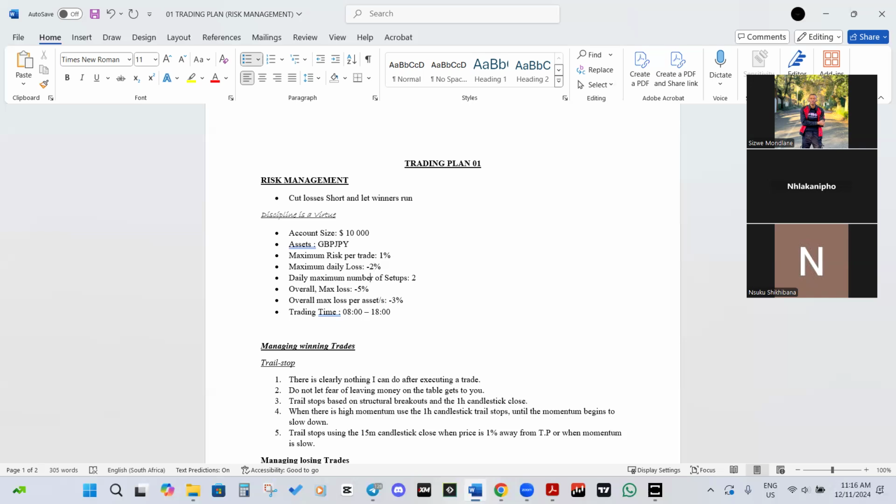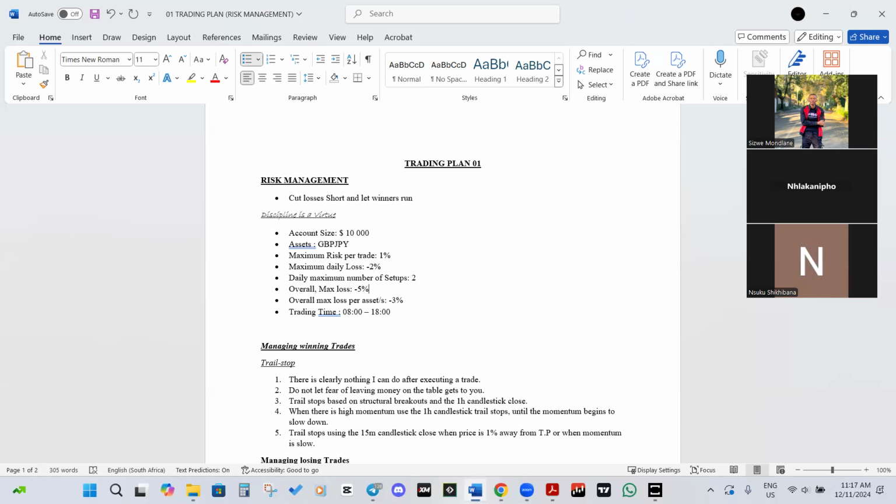day. This goes hand in hand with the daily maximum number of setups. In my case, I only take two setups per day. What about you? So far, since you have been backtesting, how many setups do you take on a daily basis? Like you said, two per day. And then overall max loss.